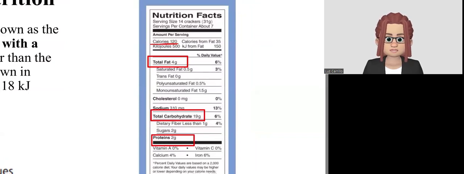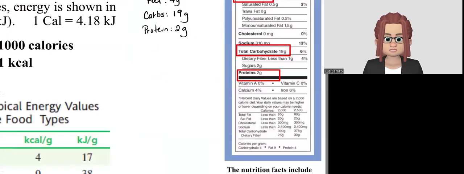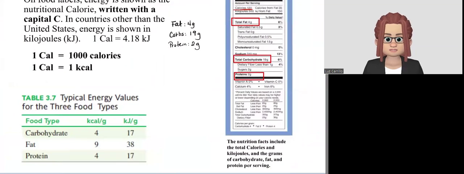So when we make a list of our fat, which in this food product is 4 grams, our carbohydrates, I'm going to shorthand it as carbs, I'm going to do it as 19 grams. And lastly, when we look at our proteins, which is 2 grams, we can refer to table 3.7 and see that specifically every gram of fat contributes 9 nutritional calories.